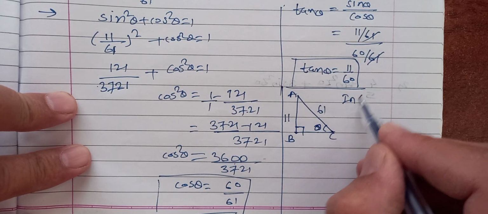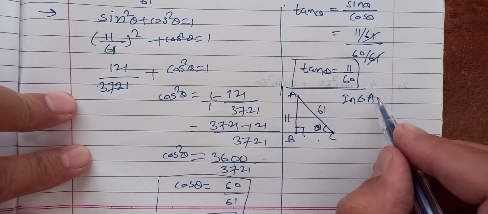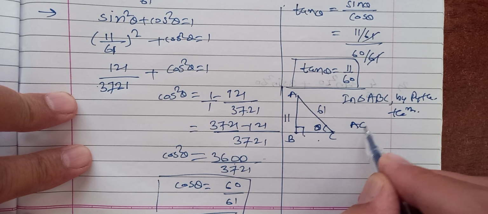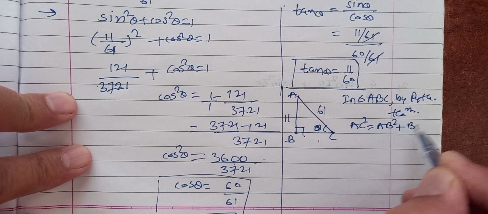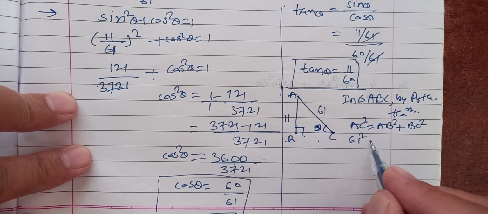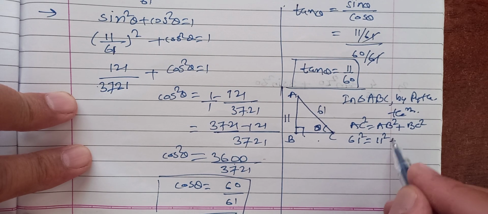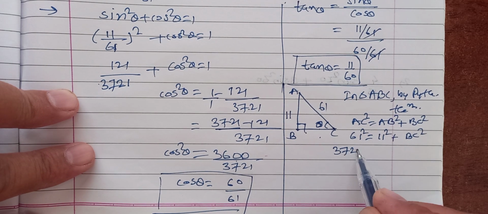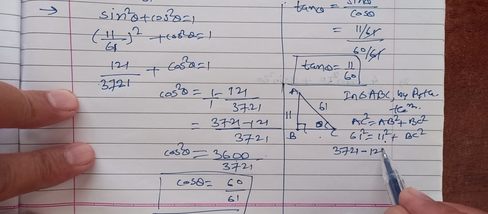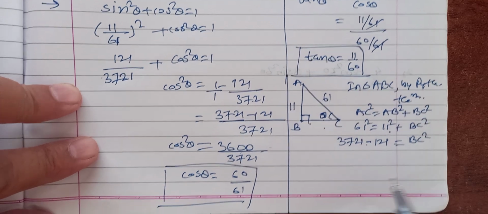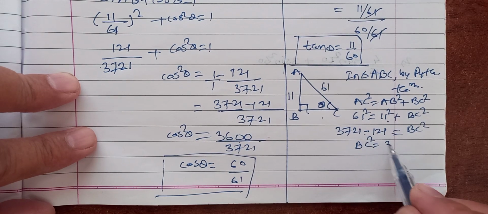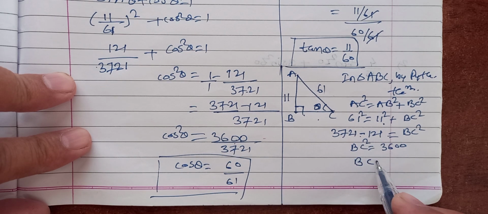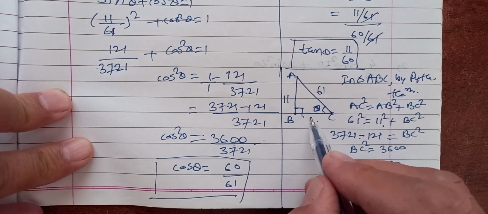So in triangle ABC, you have to find this side by Pythagoras theorem. If we apply it, what is it? AC square is equal to AB square plus BC square. What is AC? 61 square. AB is 11 square, plus BC square. 61 square we already found: 3721. 11 square we take to the left hand side, it becomes minus, equal to BC square. So what is BC square? 3600, the subtraction of these two. Already we found it, so BC is 60. So we found BC as 60.